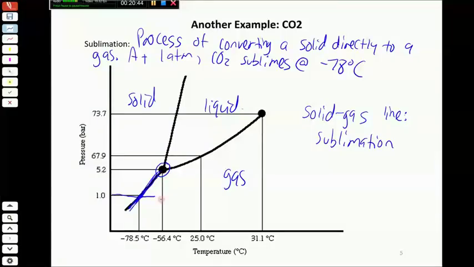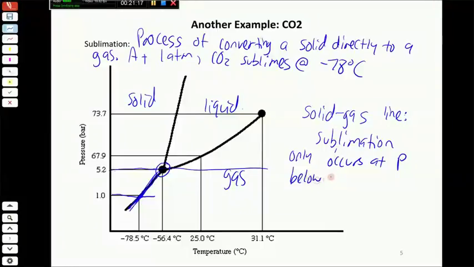If we go to lower pressures than that, that's the only place where we can have sublimation. So that's another thing that your triple point tells you: if you want to have sublimation, you need to be below the pressure that corresponds to your triple point. Anything above that pressure, you would go between solid and liquid before going to gas, as is more conventional. So sublimation only occurs at pressures below the triple point. So that's another important feature of this.